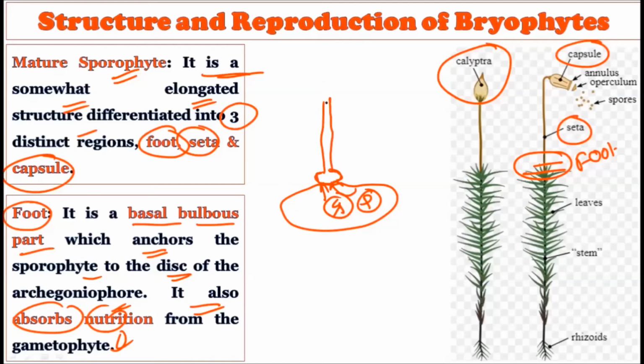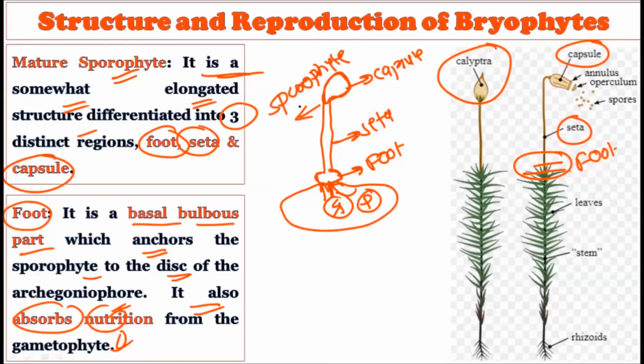After that, what we have is the stalk, and after the stalk, what we have is the capsule. Capsule is like this. So the 3 structures are there: the foot, then the seta, and then the capsule. The foot is directly attached to the gametophyte, and hence it is responsible for absorbing all the nutrition the gametophyte provides to the sporophyte. That is why we have rightly described that this sporophyte is nutritionally dependent on the gametophyte.